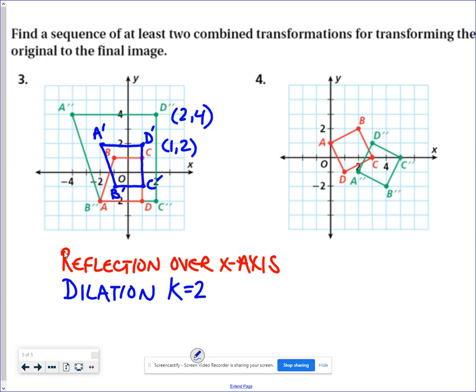Okay, for number 4, and again, this one is tricky. So if you're struggling to figure this one out on your own, that's okay. I do want you to notice, for instance, that the B starts at the top, and in the B double prime, it's at the bottom. However, it's not a rotation because the A stays on the left and the C stays on the right. So we're going to reflect this, it looks like, over the x-axis.